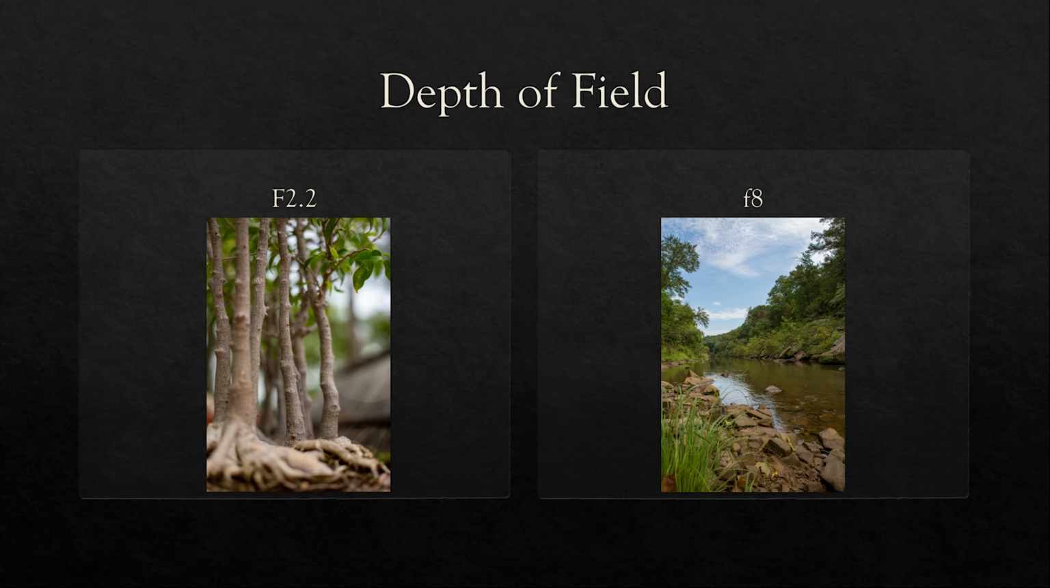You see this a lot in portraiture work. You want your subject to stand out. You don't want a lot of the background. But then over on the right, I'm doing a landscape scene, and this was shot at f8, because I wanted to see a whole lot of what is going on in the scene. So that's how you can use depth of field with your aperture. Now, not all lenses are going to go down to f2.2 or f2.8, but some will.